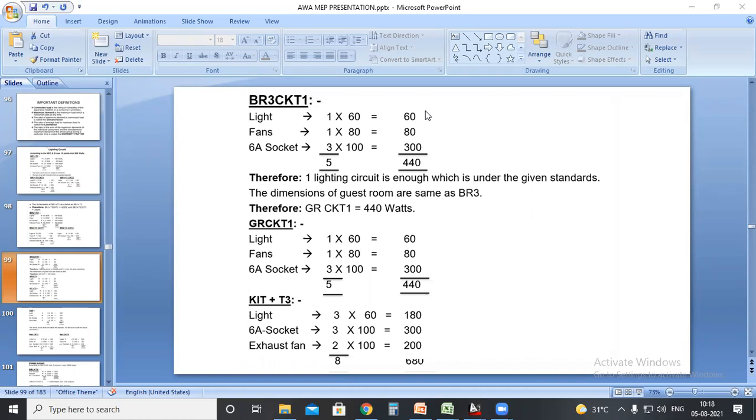1 circuit alone and toilet 1, toilet 2. You can take toilet 1 and toilet 2 as a combined circuit. Okay, and the bedroom 2 as a separate circuit. So finally, we will be having three circuits for bedroom 1 and bedroom 2. But in this example, you have two circuits for bedroom 1 and two circuits for bedroom 2, totally four circuits. But in practical case, you can take it that way also.